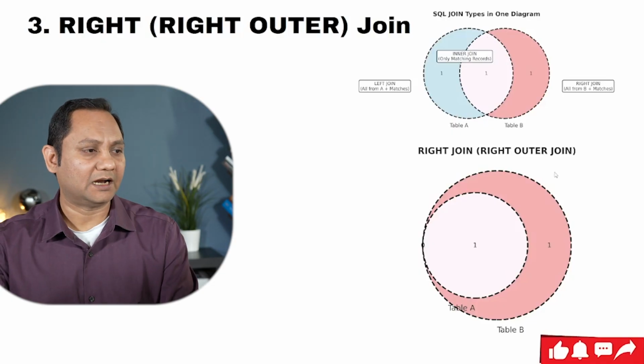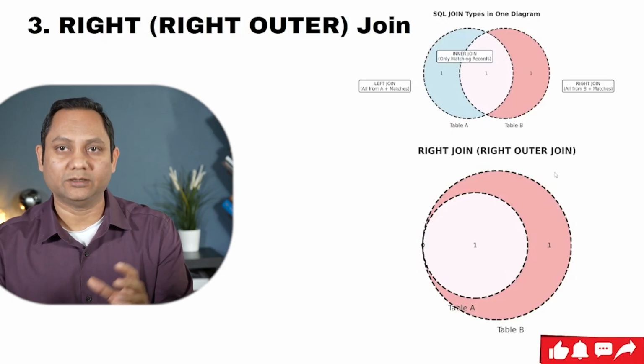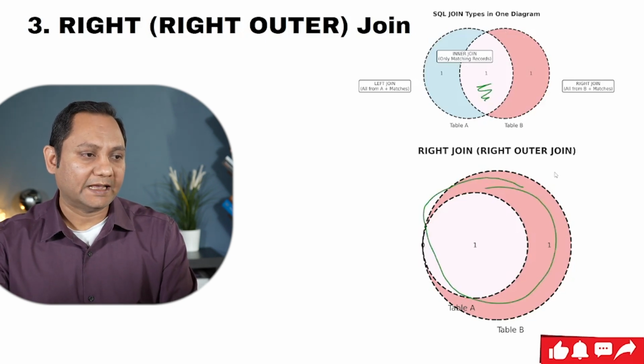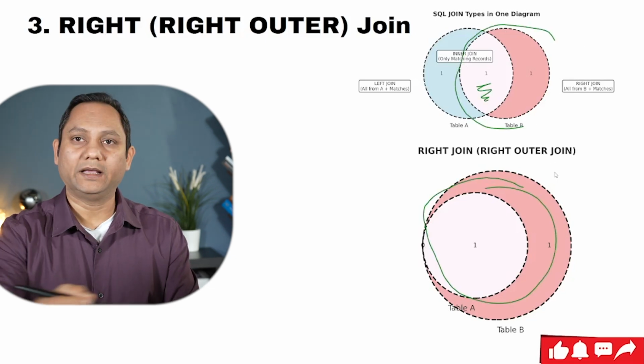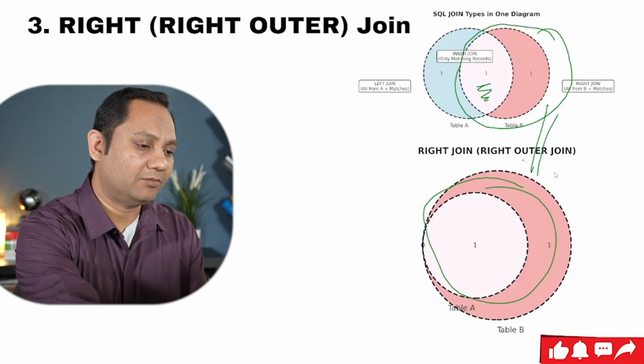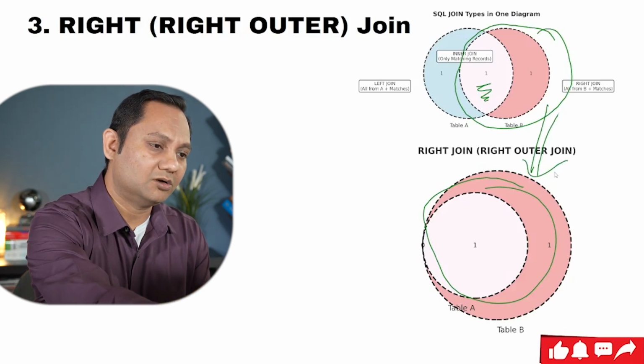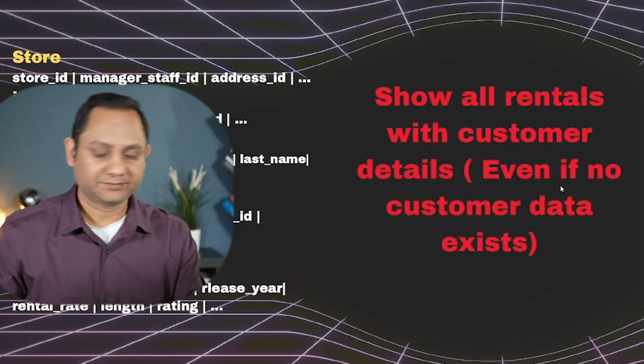Here you can see the right join, or the right outer join, they both are the same thing, explained as where you get everything from the second table including the common area. So this is your right join. So let's do one example of right join.